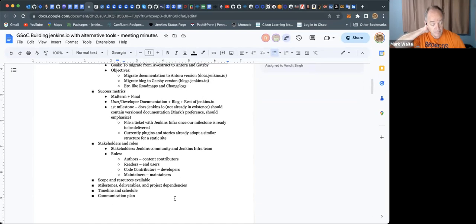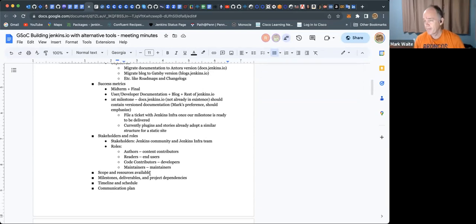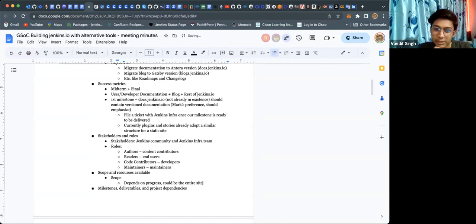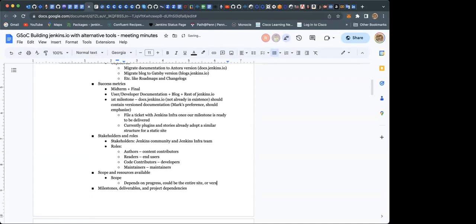Yep. Okay, so scope and resources available. Scope could be a hard part because it's kind of vague. Scope would depend on progress. Initially it is version documentation, right?